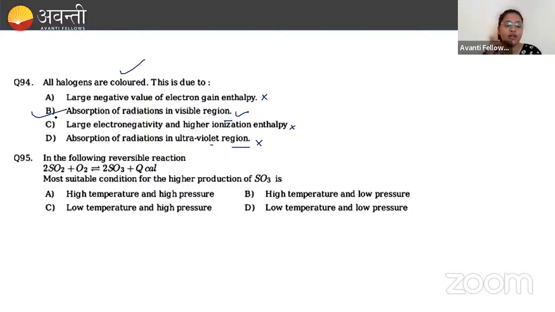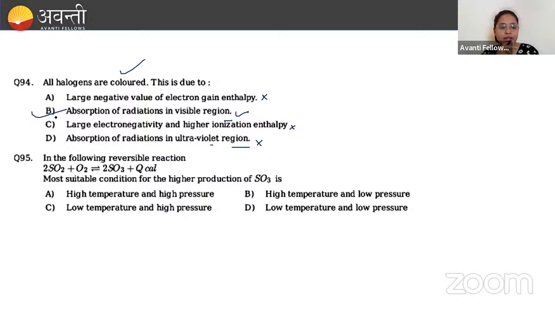So colored compounds are colored because the radiation which they are absorbing is in the visible region, which we can see. They absorb radiation of the visible region, and that's why all are colored in nature. Next, you can see the reaction, question 95.